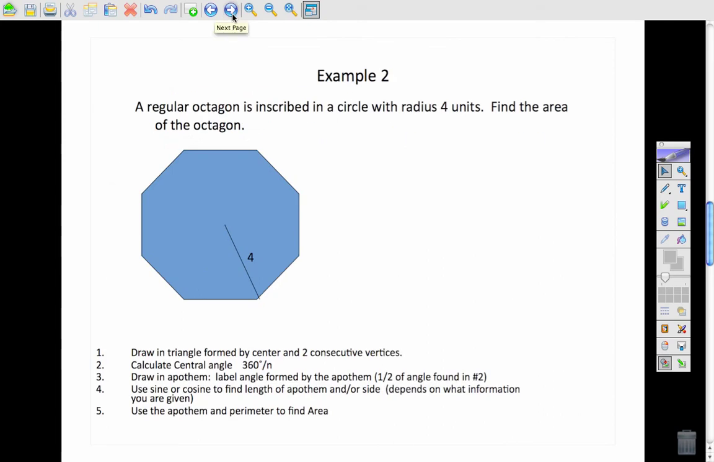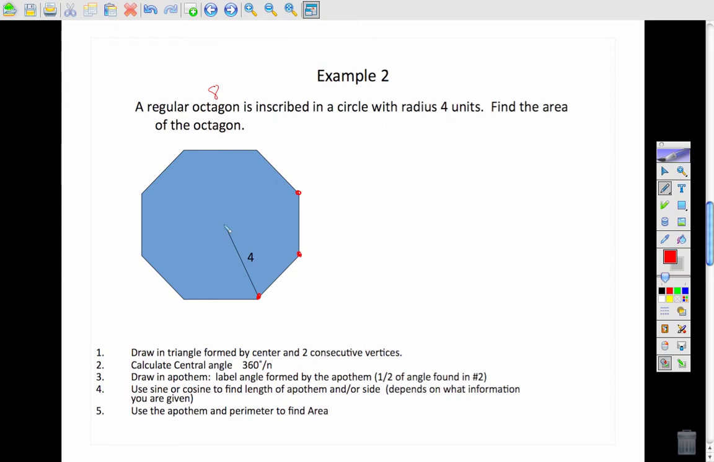Okay, and now finally an example. We have a regular octagon, so we are looking at an 8-sided figure, and it is inscribed in a circle. We've got a radius of 4. Find the area of just the octagon. So I've already drawn the radius in. You can see that here from the center down to a vertex. Vertices are just the angles or the corners where the sides meet, so there's the vertices.